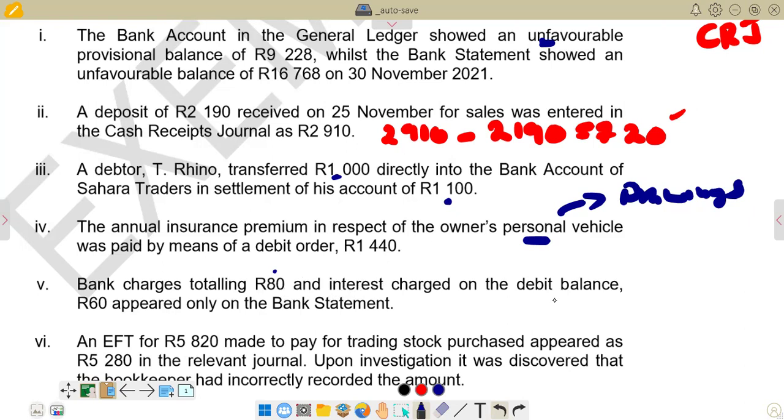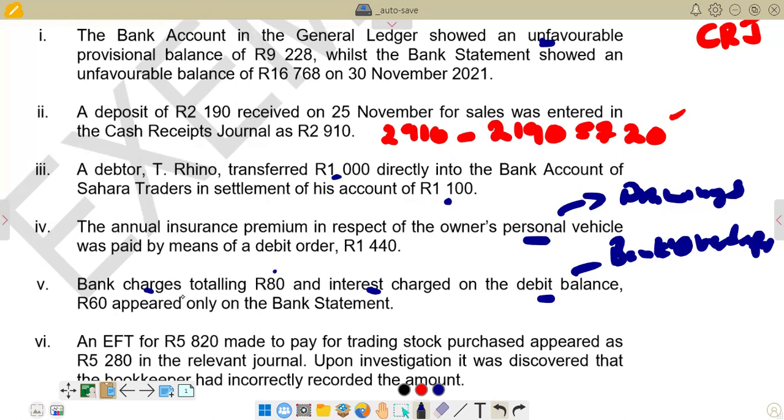When it's a debit balance on the bank statement, it means this is a bank overdraft. So what we are going to do is update our bank account by putting on the credit side our interest on overdraft. And then we put separately our bank charges, 80 rand. So interest we put 60 rand. So this is what we have.